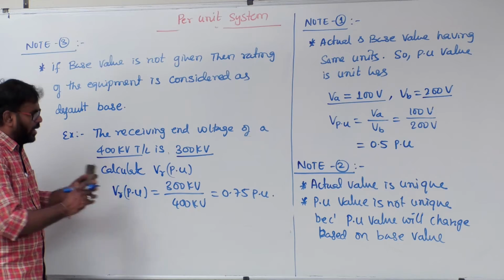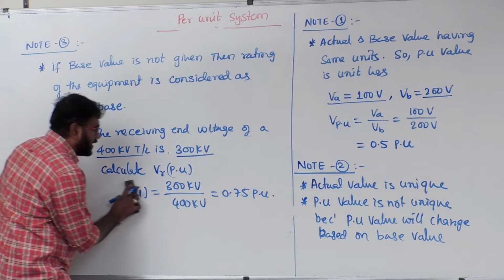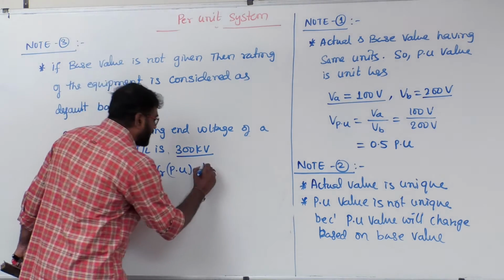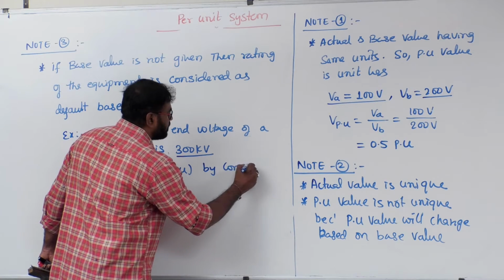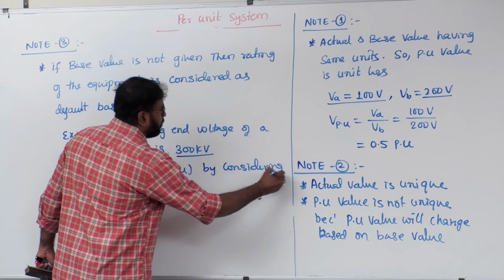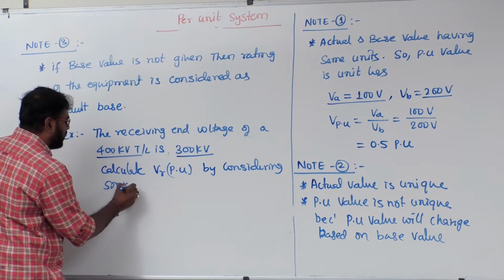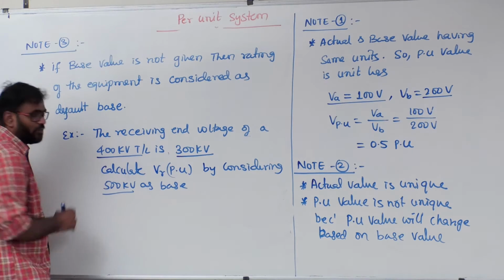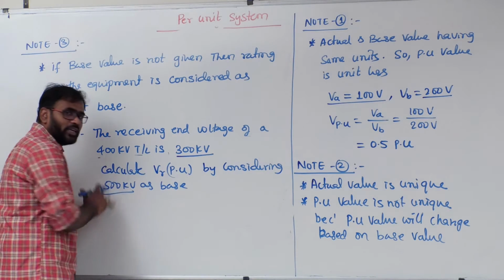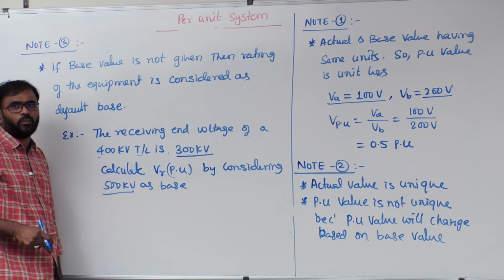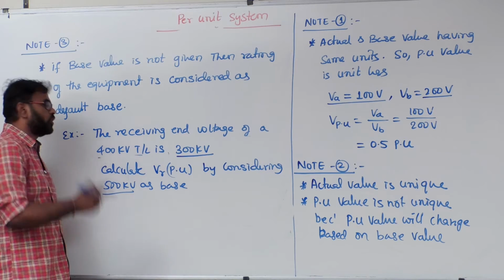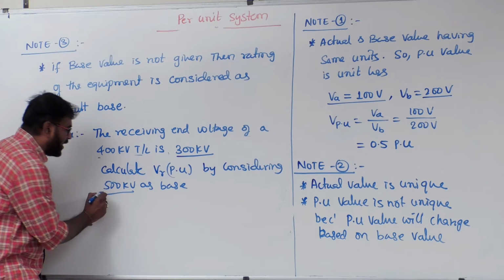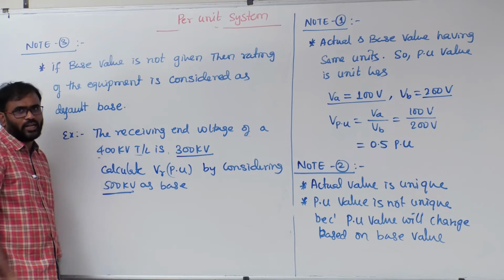Clear? Now, if the same problem is given like this: calculate VR in per unit by considering 500 kV as base. It is clearly mentioned, considering 500 kV as base. Now I don't need to take the rating because the base value is given in the problem. Only if the base value is not given do you take the rating of the machine as base. Since the base value is given, let's follow that.